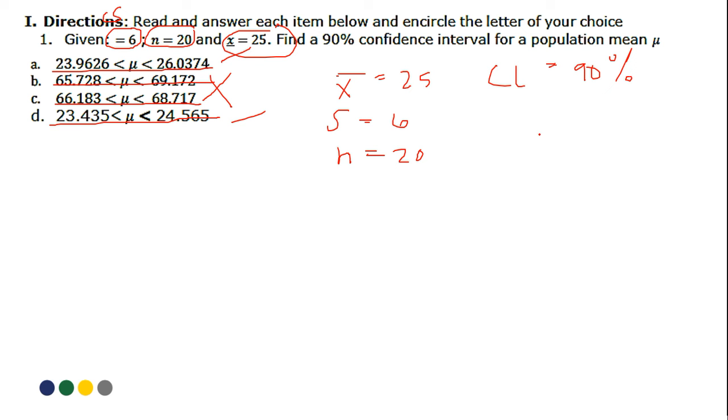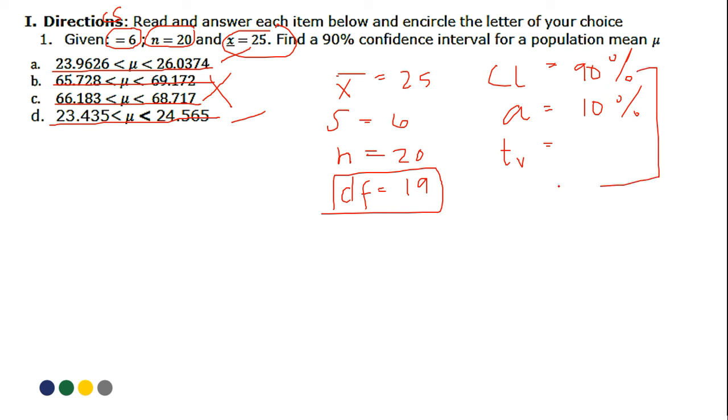Tapos yung ating alpha here is 10%. So what is the t value of 90%, and we have the df of 19, because if you're going to compute the df, you must get the value of your n, then minus 1. That's why df here is 19. Then punta kayo doon sa table niyo, sa t table, hanapin niyo si 90% at si 19. I-trace niyo kung ilan yung t value na makukuha natin.